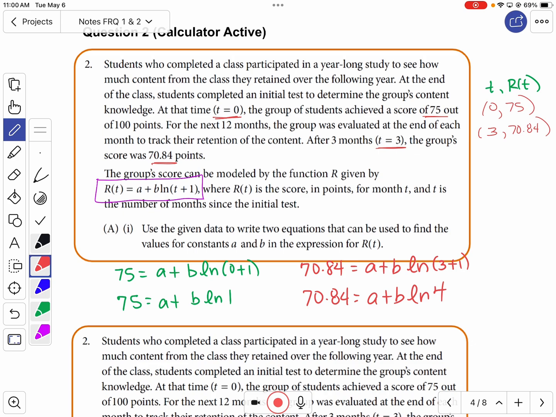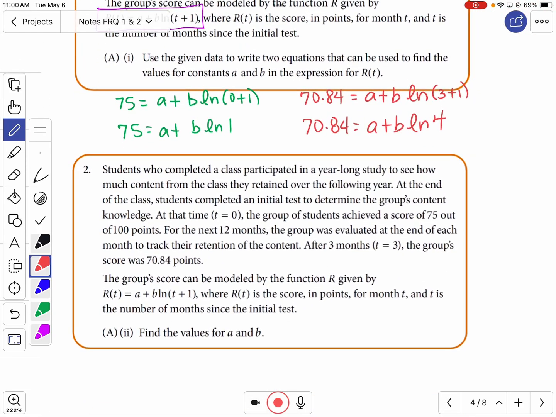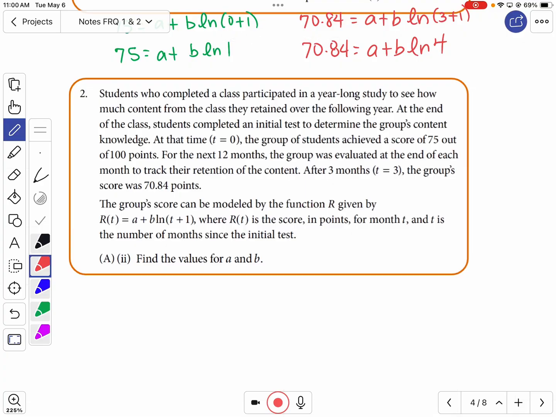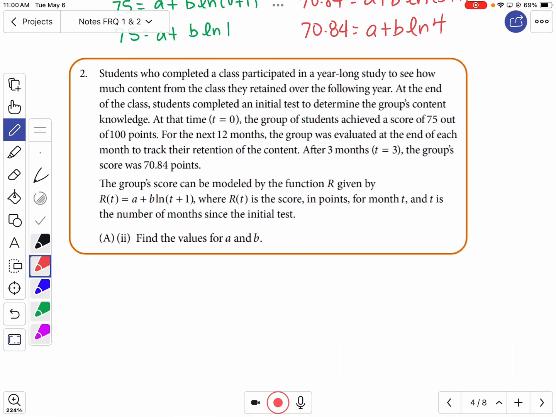Okay, all right. Now, calculator active. It's a calculator active problem. So it says, now that you wrote the equations, let's find the values for A and B. And this is where it gets a little tricky. This is where the math is going to math on you. Look at this first equation: 75 equals A plus B times the natural log of 1. If you don't remember about natural logs, there is an LN button on your calculator, and this is a calculator active question. What's the natural log of 1?